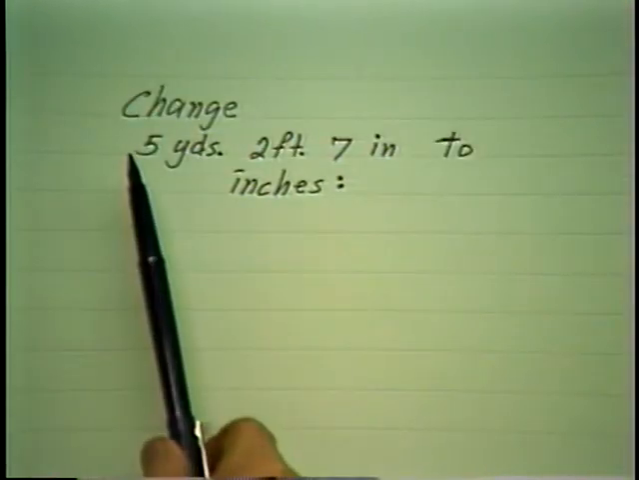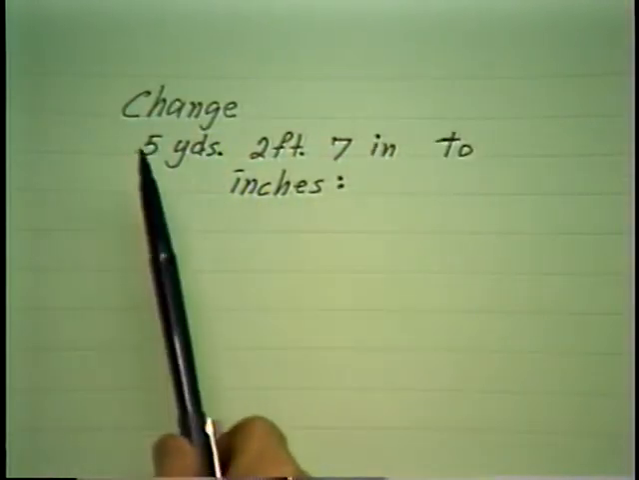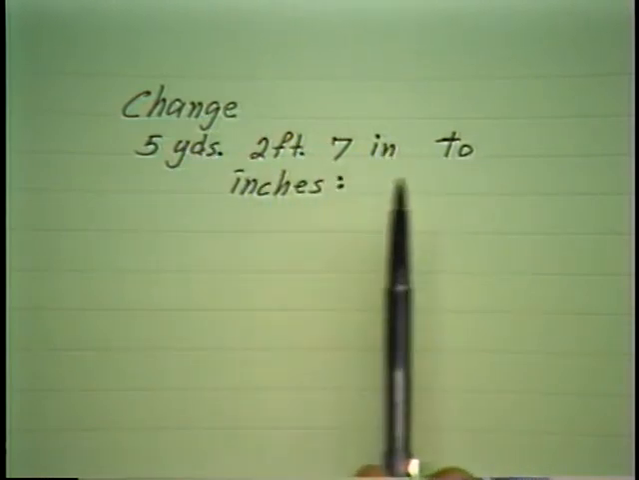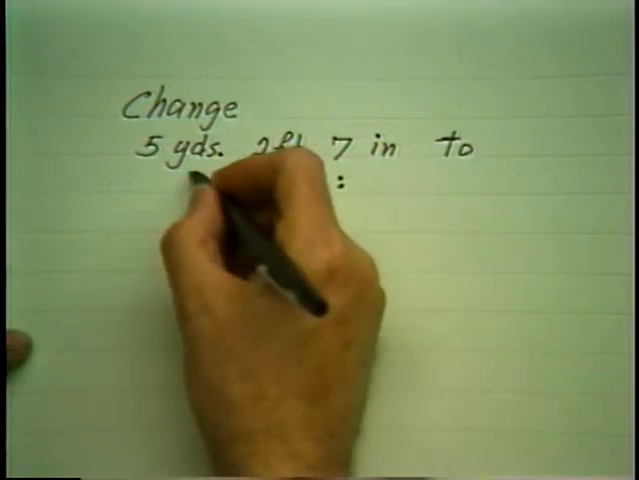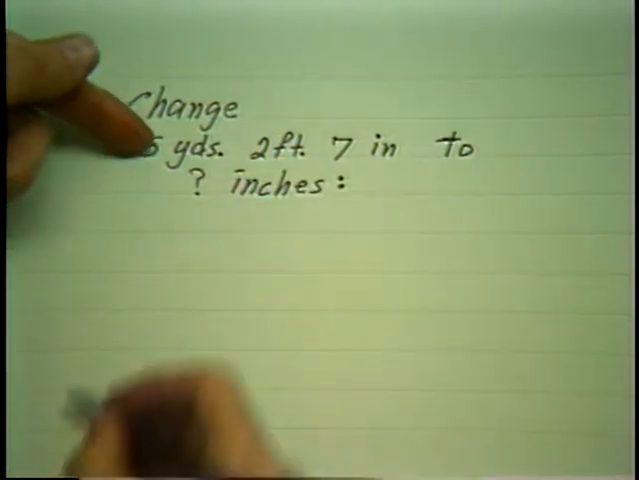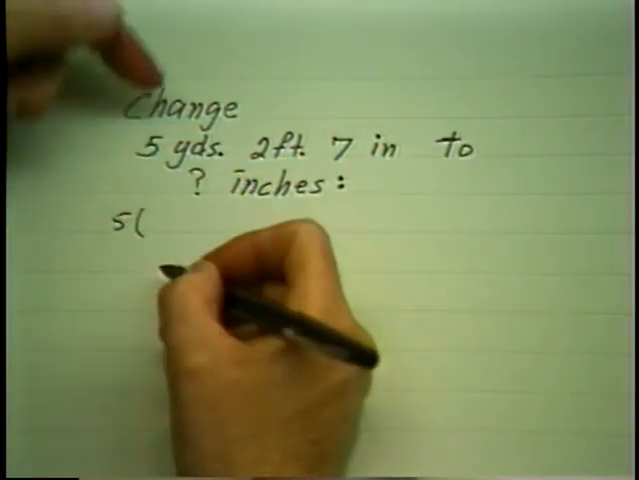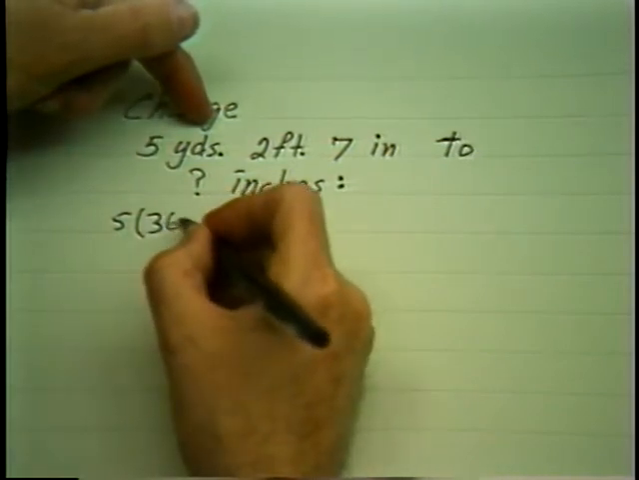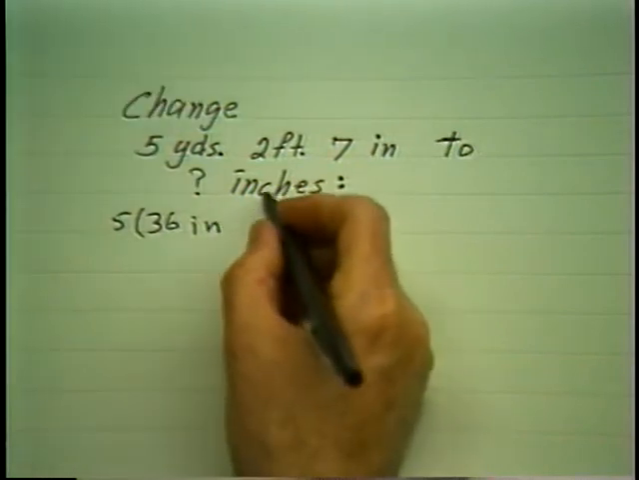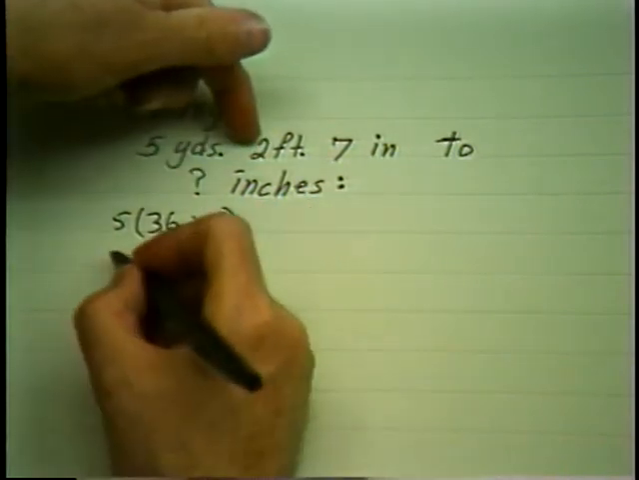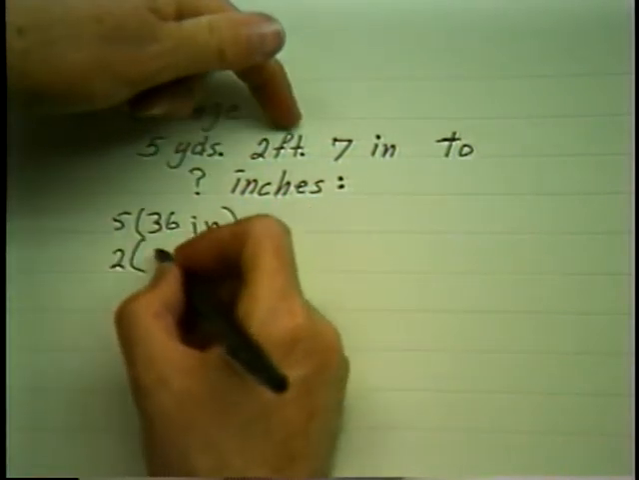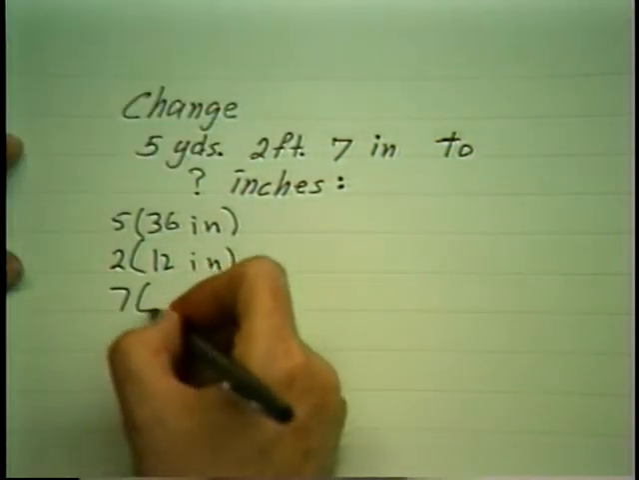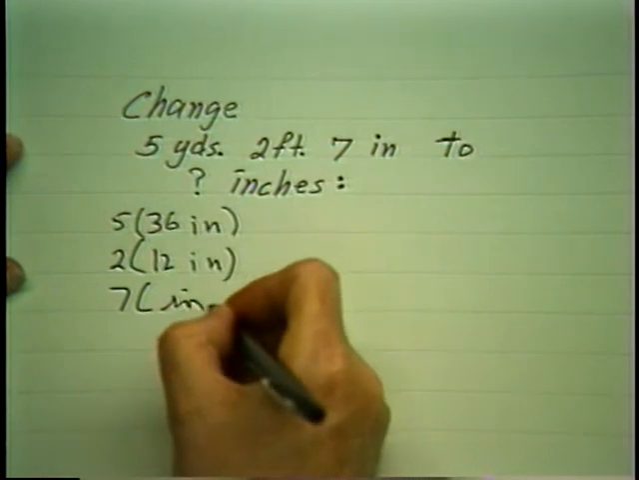Now let's say someone had measured a long length and found it to be 5 yards, 2 feet, and 7 inches long. We like to have the whole thing in inches. So 5, replace the yard by its equivalent, which is 36 inches, since we want it all in inches. 2, replace this unit foot by 12 inches. And of course 7 is already in inches.